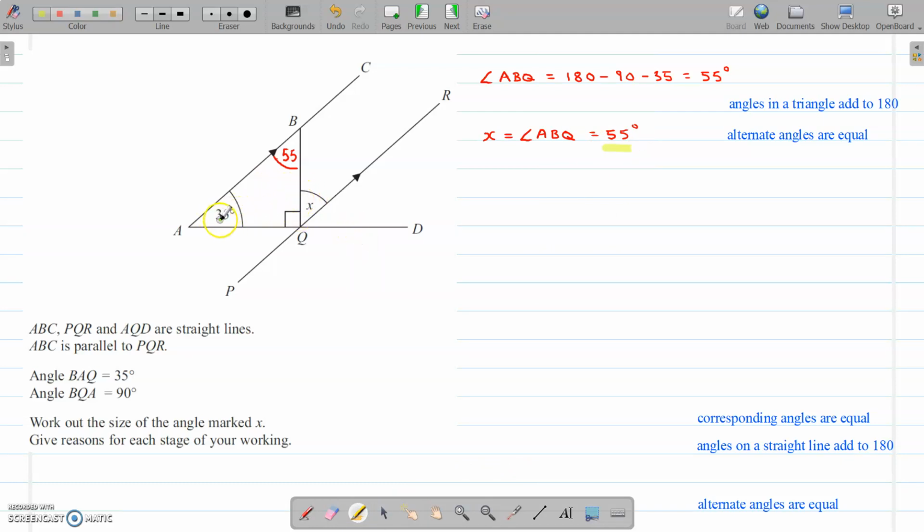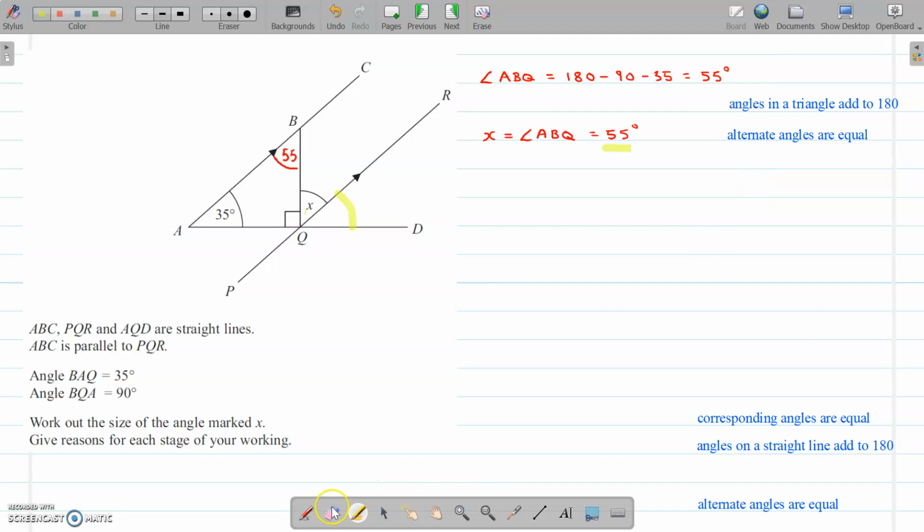For example, I could have taken the 35 and slid it along to here. That's also 35 in there. Then I would have been using corresponding angles, and I could have used the fact that these three make a straight line, subtract the 90 and the 35, and that would have given me x that way. But whatever reasons I use must apply to the working I've done. So in this case I used alternate angles to get from ABQ to BQR, which is x.